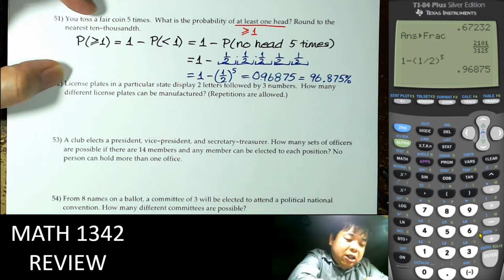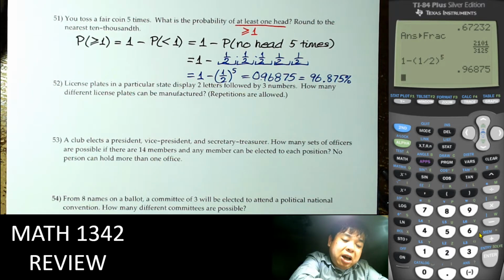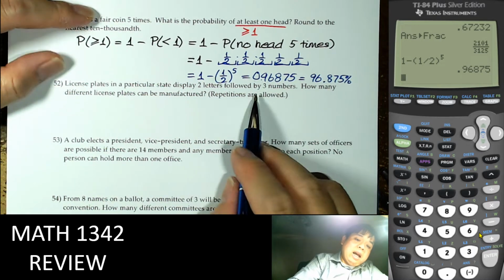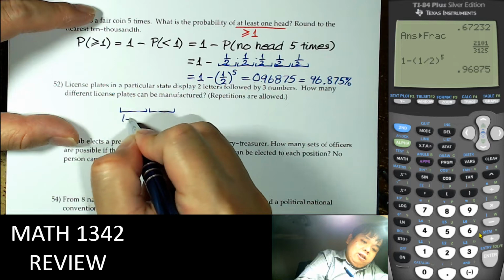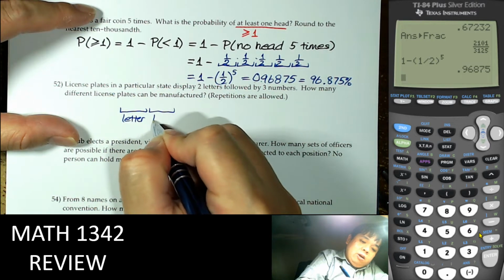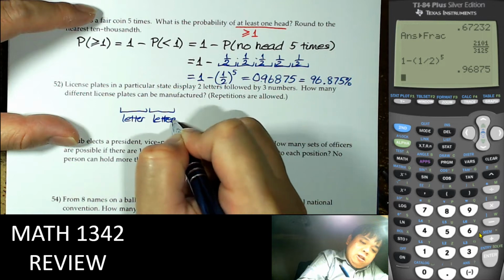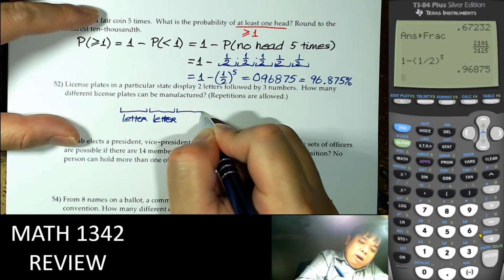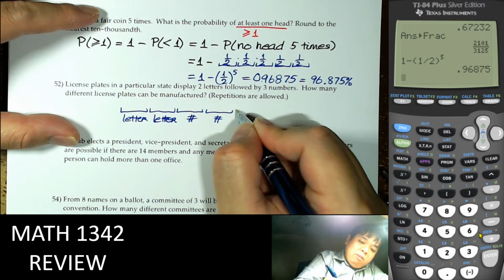Next, license plates in a particular state display 2 letters followed by 3 numbers. How many different license plates can be manufactured? Repetition is allowed. So there are 5 slots. We have 2 letters followed by 3 numbers. By number we mean digit.